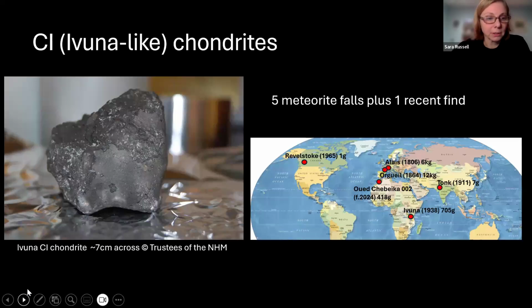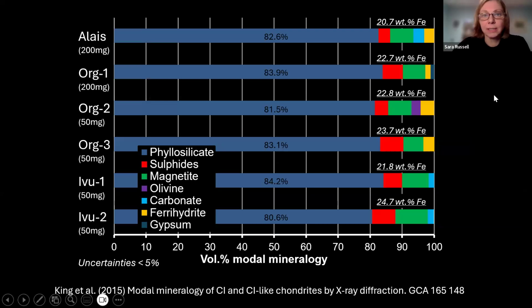Okay, so what do we need to know about CI chondrites? Although they're very fine-grained, we can investigate the mineralogy of CI chondrites using X-ray diffraction. This is work that was led by Ashley King and published in 2015. It shows that the modal mineralogy, that is the average mineralogy of CI chondrites, is actually incredibly consistent. The CIs, compared to many other meteorite groups, are all very similar to each other.